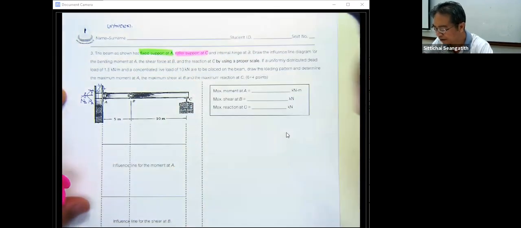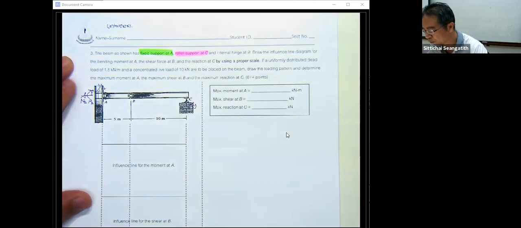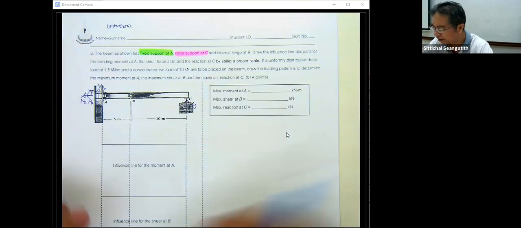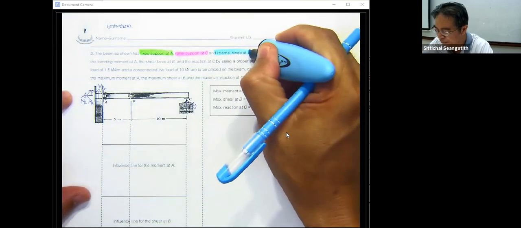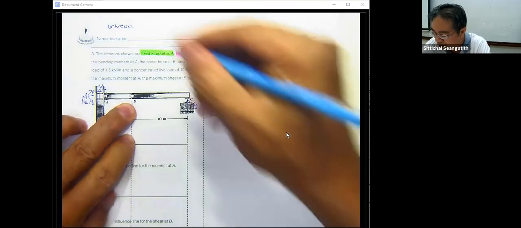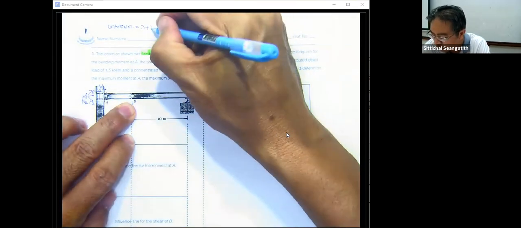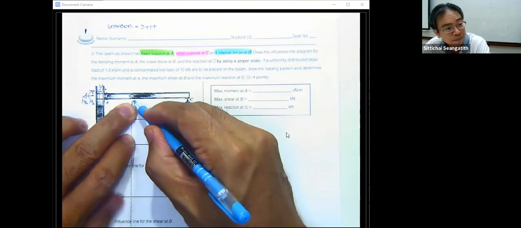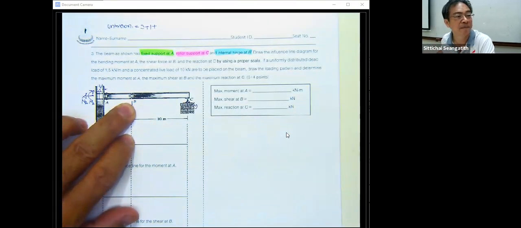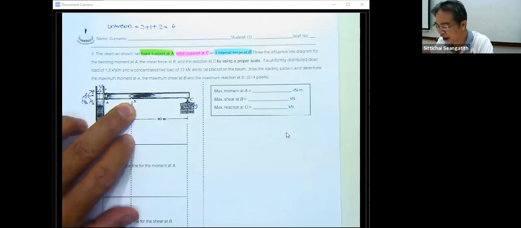That means SC has this one for C sub y, and it has the internal hinge at B. That means at B is going to have two more. So the unknowns are going to be 3 plus 1, plus this one B sub x and B sub y, plus 2.